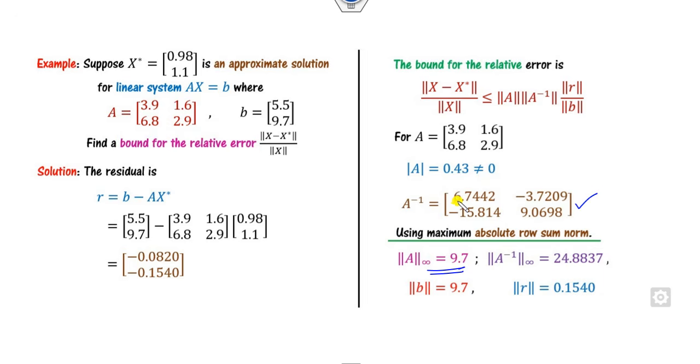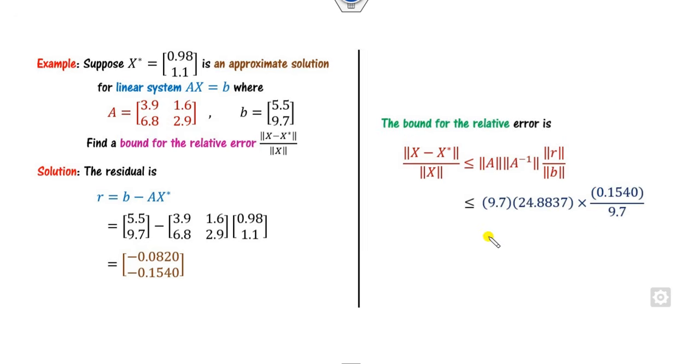Similarly from here I can take the absolute sum of this plus this, absolute sum of this. So it becomes 24 point something. So it is my here. Now I can substitute all these values in this equation. You will get as here. So after the calculation you will get this one. So it means if you consider this system, the maximum bound on the relative error is 3.832. So this is the way you can learn about the concept of the condition number.